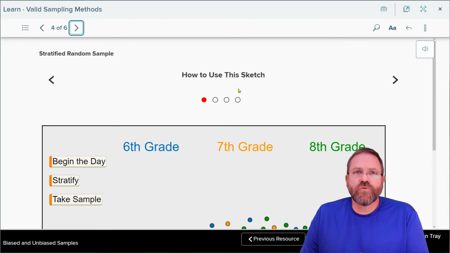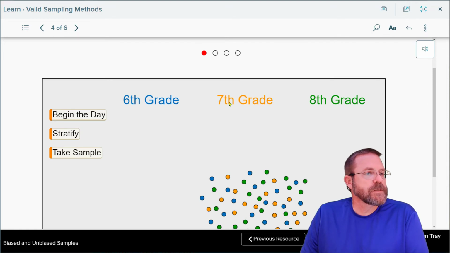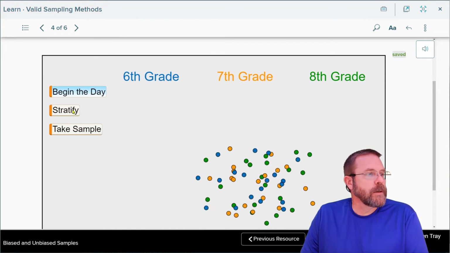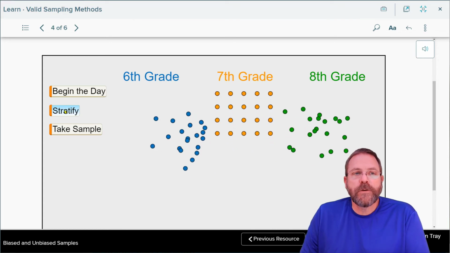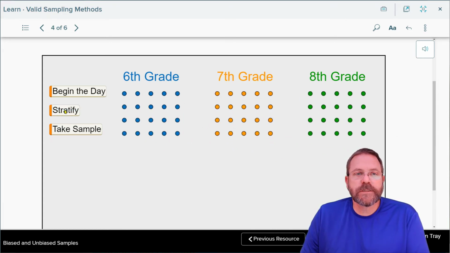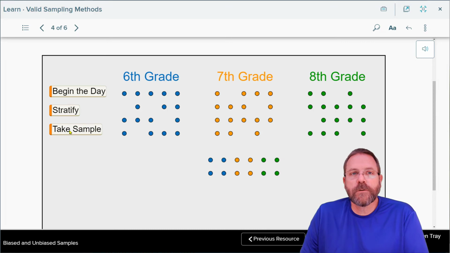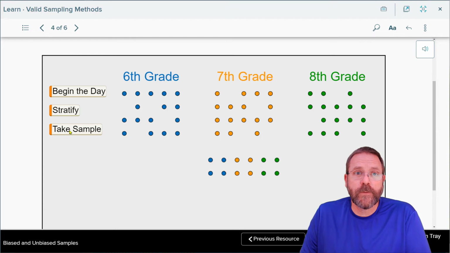Next, we're going to look at a stratified random sample. For the stratified random sample, they broke them down into 6th, 7th, and 8th grade. And you can see that they are all grouped in here together in one big pot of honor students. So that's the beginning of the day. They're all interacting together. Now we're going to stratify them, where we're going to divide them up into their individual group categories of 6th, 7th, and 8th grades. And then after that, we're going to take a sample where we're going to grab 4 random students from each group in order to make our surveys. I gotta say, that was a pretty cool graphic that went with that one.